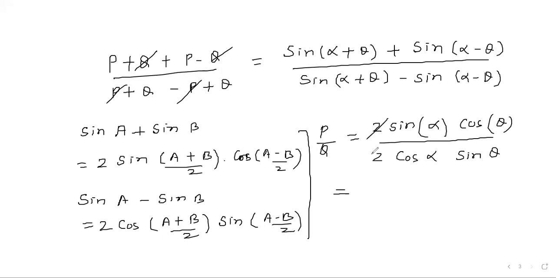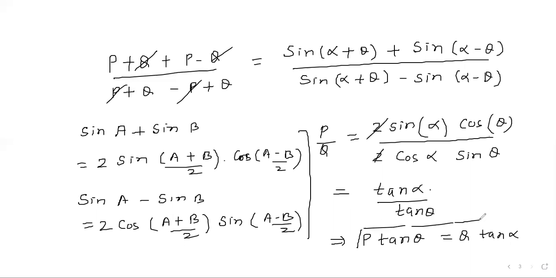Now 2 will cancel out. Sine alpha divided by cos alpha will become tan alpha, and sine theta upon cos theta will become tan theta, which we can write in the denominator, and then we make cross multiplication. So we get P tan theta equal to Q tan alpha, which is the desired answer.